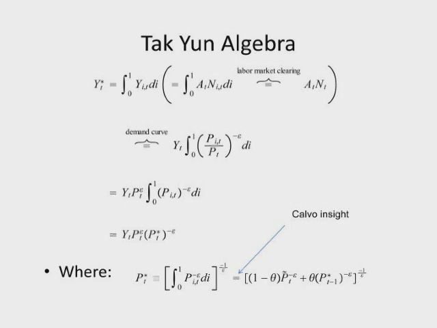And this thing will have the same law of motion. This is where Mr. Calvo steps in. This weighted integral involves a fixed number of things on one hand, but then all the non-changing prices on the other hand, but the Calvo insight still works, and we get a very simple expression for the P star here.